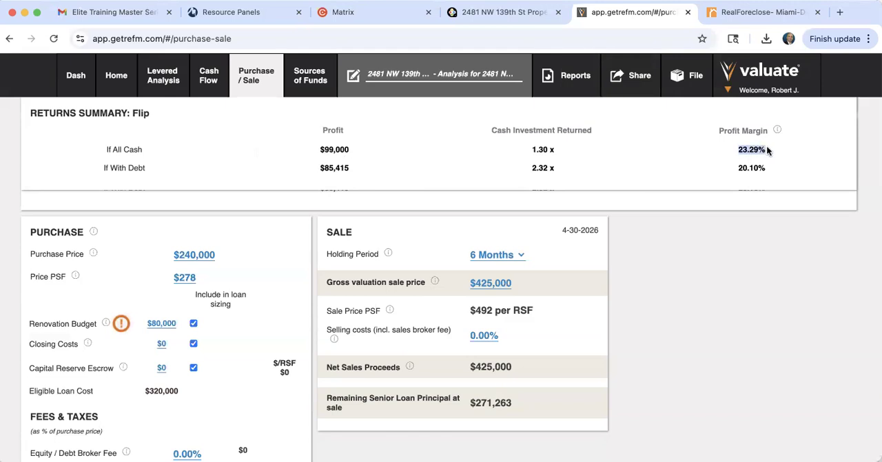If you buy cash, you're talking 23.29% profit on the money that you spent. And over here, if you actually use a hard money lender, someone to loan you 85% of the value, you're still making 20% profit on your investment over a 6 month period. Remember, $80,000 was the cost to renovate the home. That's total out of pocket $80,000, and you're still profiting 20% on your investment. I would say that this is a good deal if all these numbers are true, right?